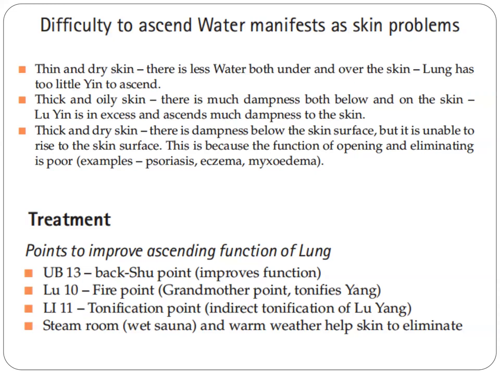We use the Bakshu point of the lung, which is bladder 13, to improve the function. Then the fire point or grandmother point, which tonifies the yang, so we use lung 10. Large Intestine 11, the tonification point, for indirect tonification of lung yang, and steam room, wet sauna, and warm weather to help the skin to eliminate.